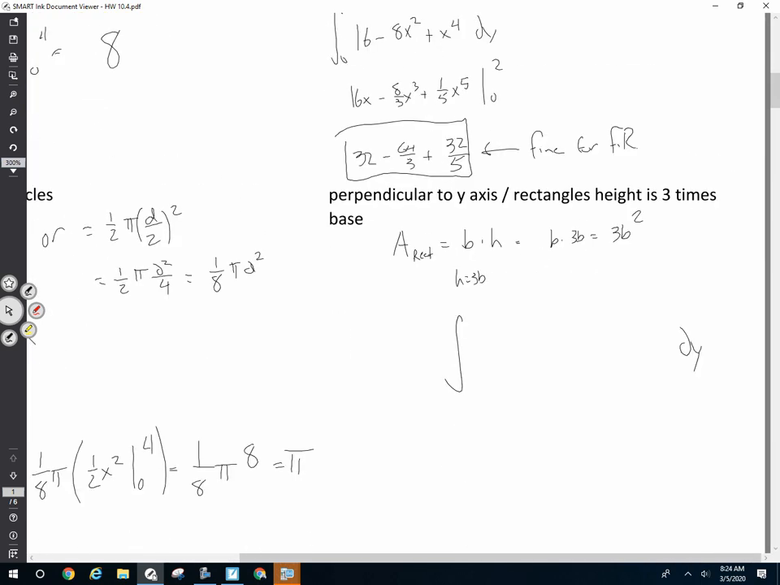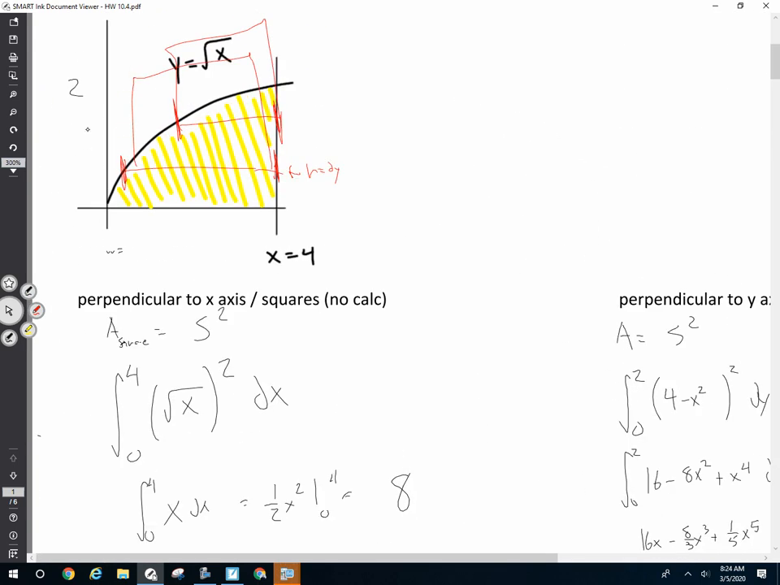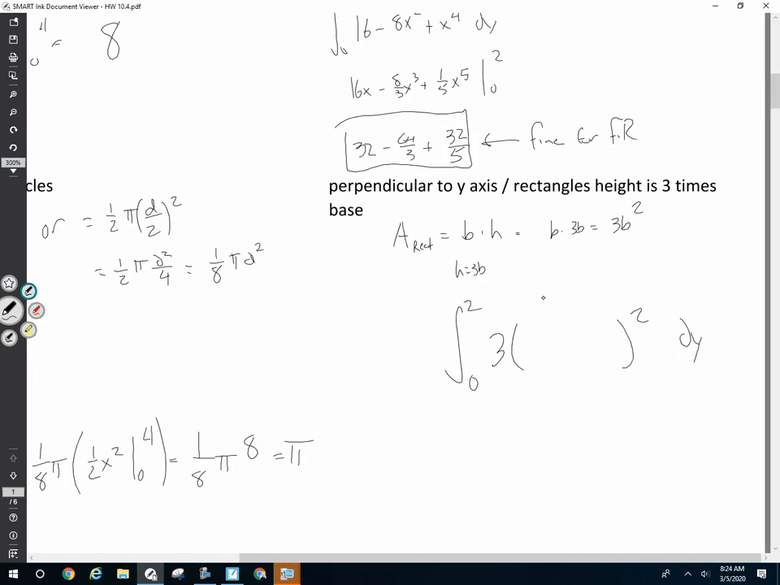So it's like 3 base lengths squared. I'll take an infinite sum. I'm going from 0 to 2. That's a bottom to a top. Bottom to a top. And then again, it's going to be 4 minus y squared. And that's going to be squared. You could do this without a calculator.